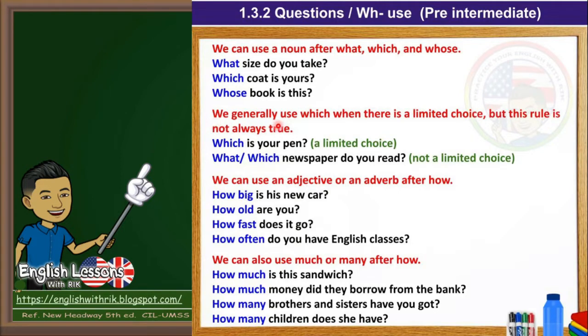We generally use which when there is a limited choice, but this rule is not always true. Which is your pen? What or which newspaper do you read?